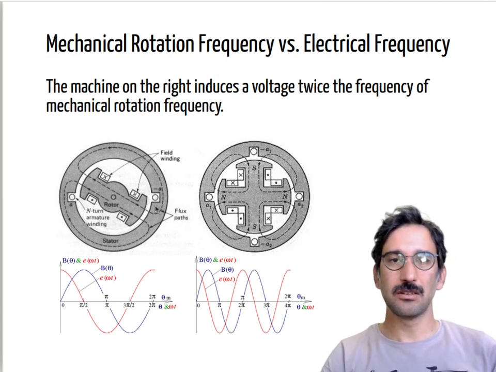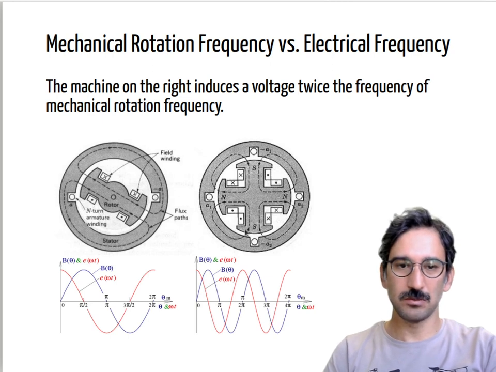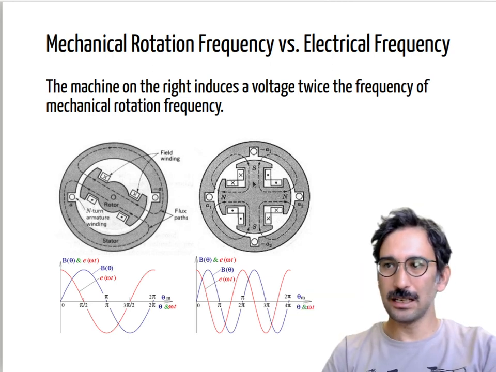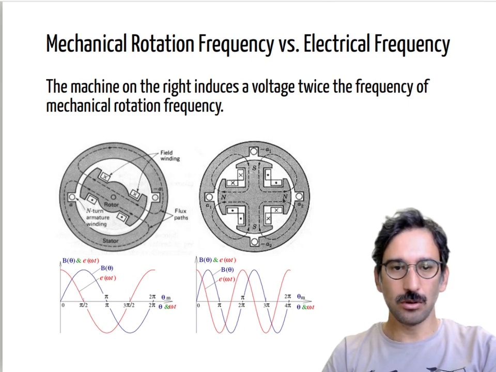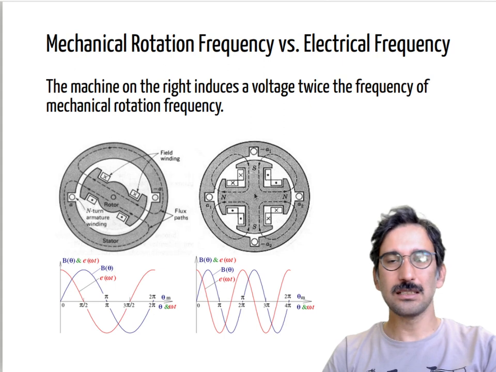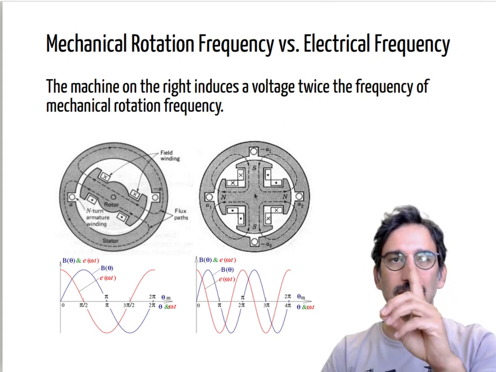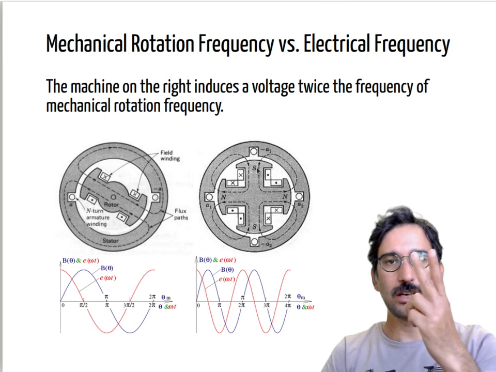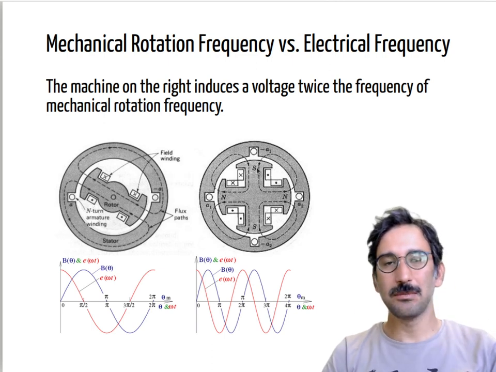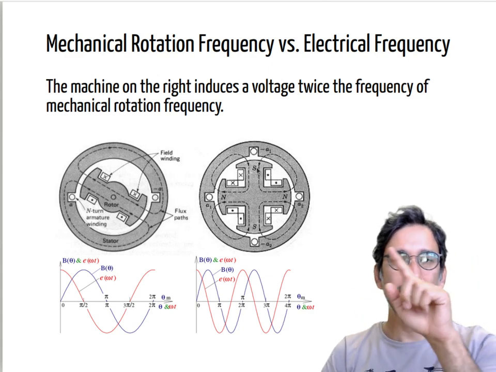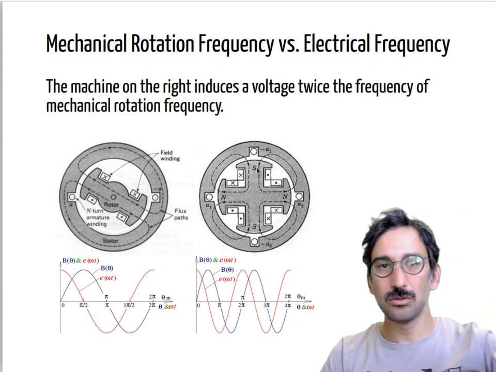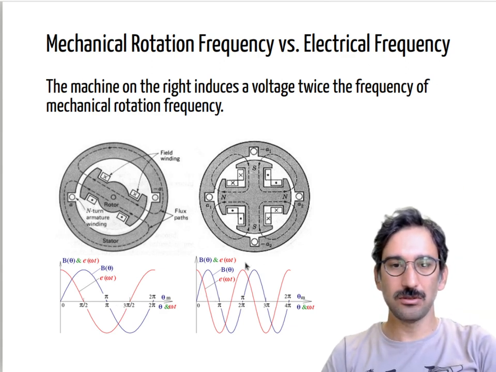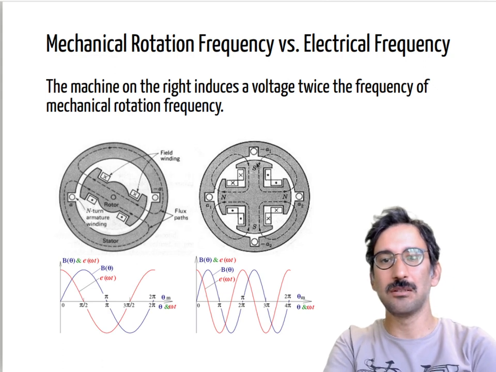Let's see what happens on the right hand side. Here they use a cross-shaped rotor, and I don't know if you can see, they have south, north, south, north. So they have four different poles, and once I rotate one full mechanical rotation, if you are just standing here, what you see is one south, one north, one south, one north. So that makes two complete rotations. So one mechanical rotation creates two complete electrical cycles. The induced frequency on the right hand side for that motor is twice the frequency of the mechanical rotation.